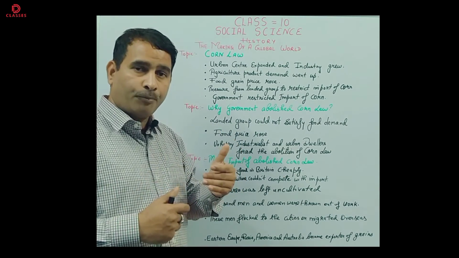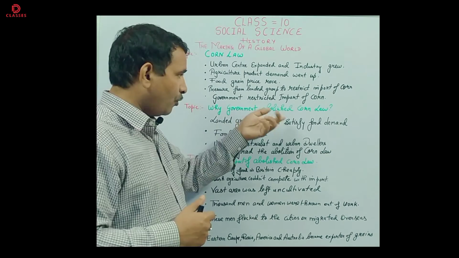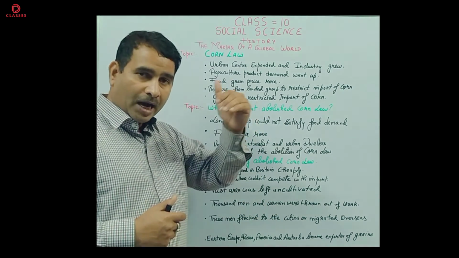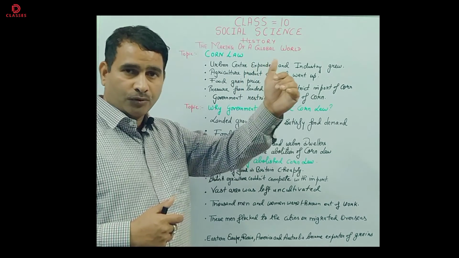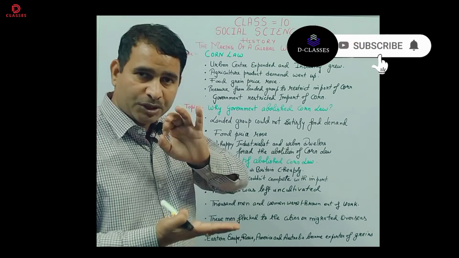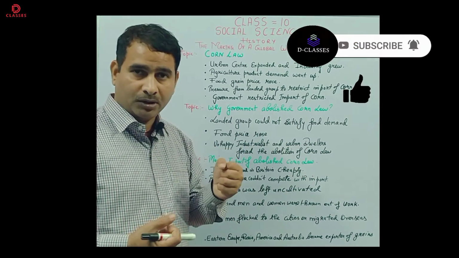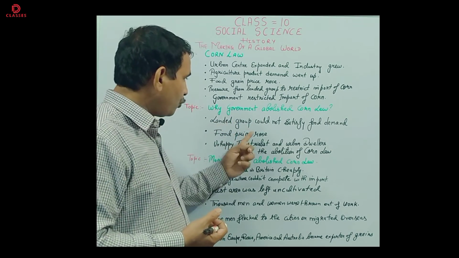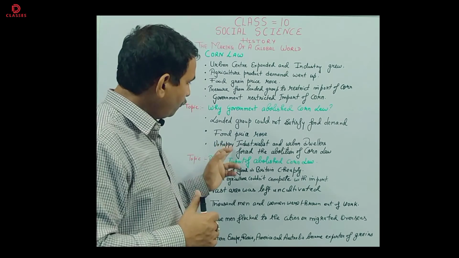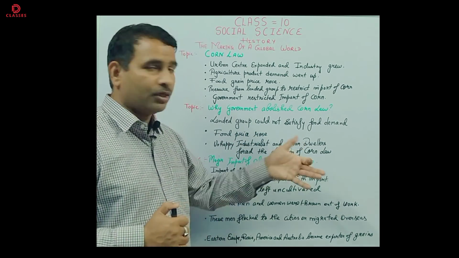What happened when the government abolished this Corn Law? Due to the high rise in the price of food grains, industrialists and businessmen put pressure on the government to abolish it, because their workers could not afford the price. Landed groups could not satisfy the demand for food grains. Food prices rose, and unhappy industrialists and urban dwellers forced the government to abolish the Corn Law.